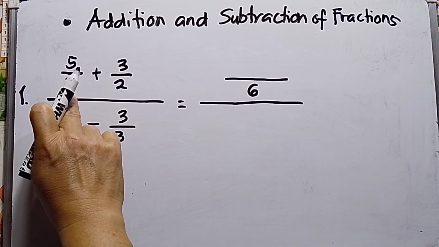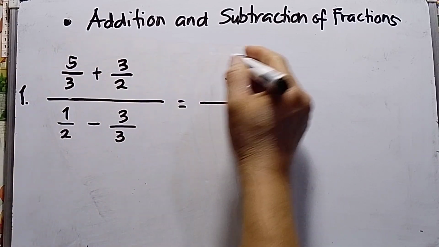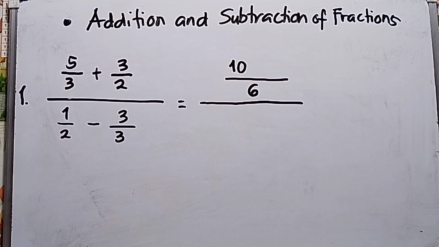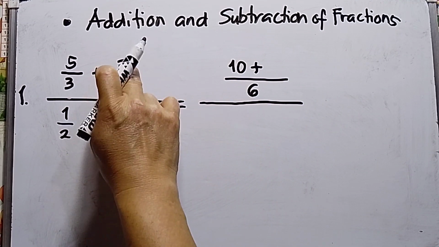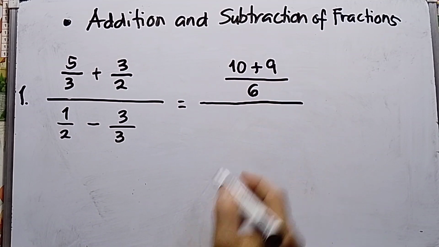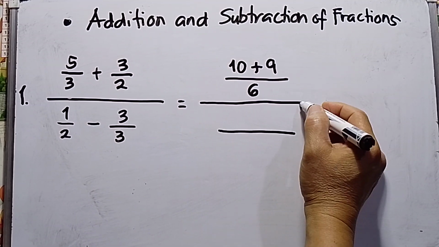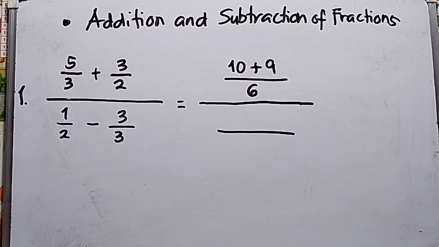6 divided by 3 is 2 times 5, that will be 10. Then plus 6 divided by 2 is 3 times 3 is 9. Then how about the denominator? The same as what we did in numerator.